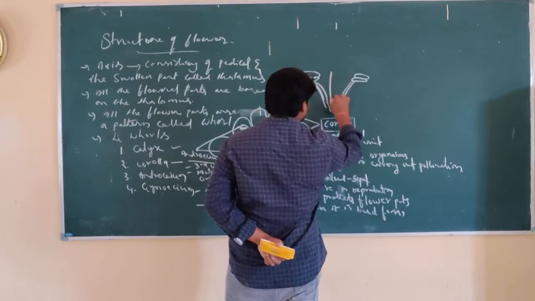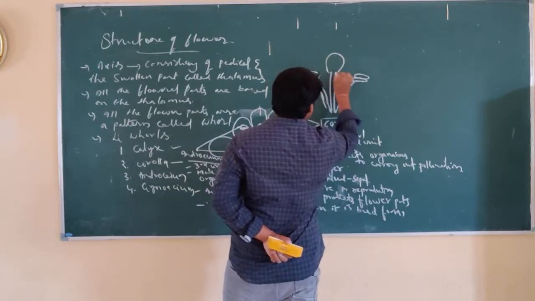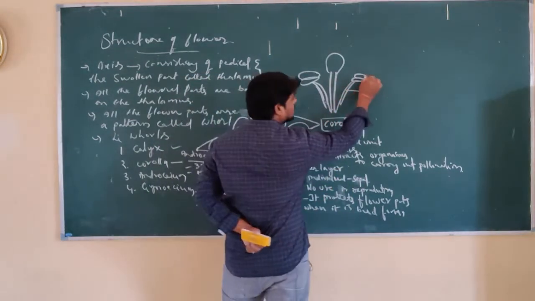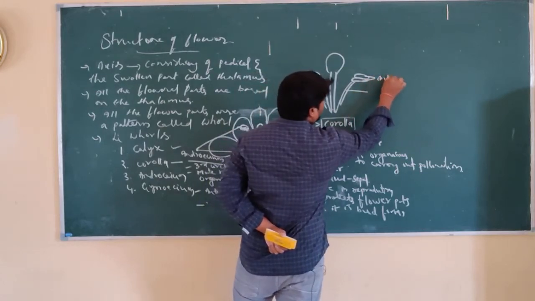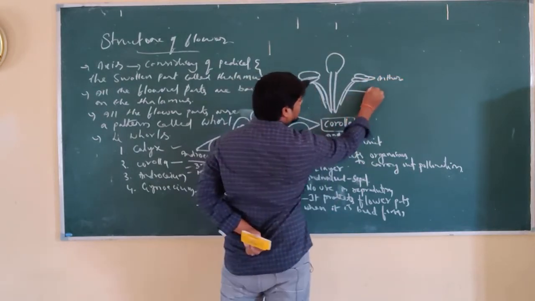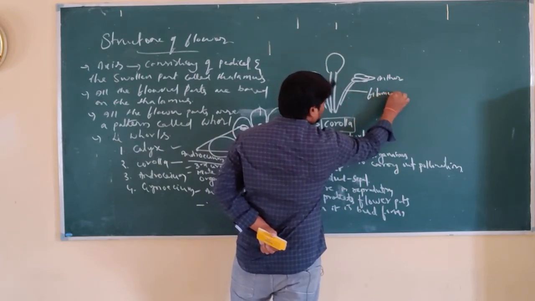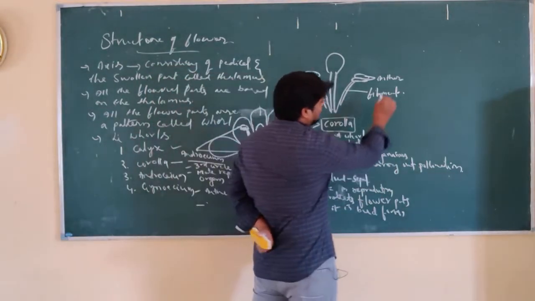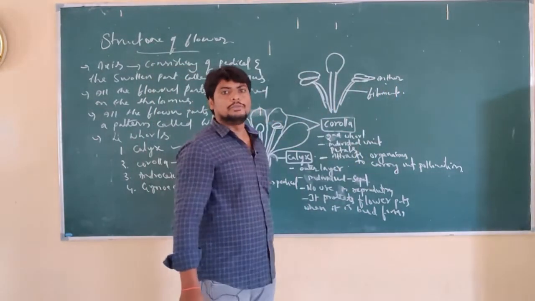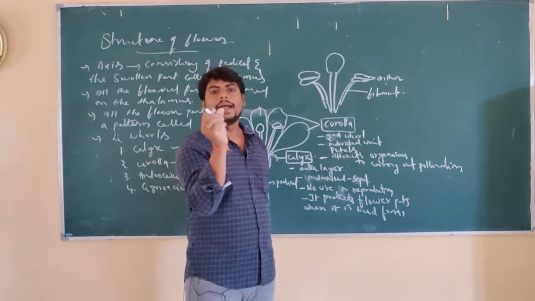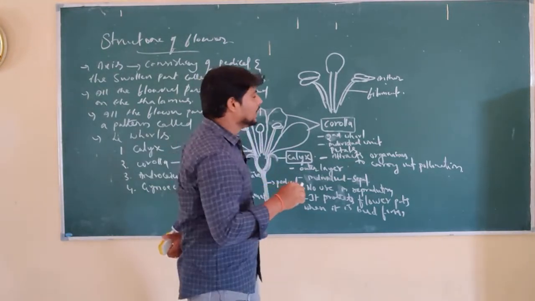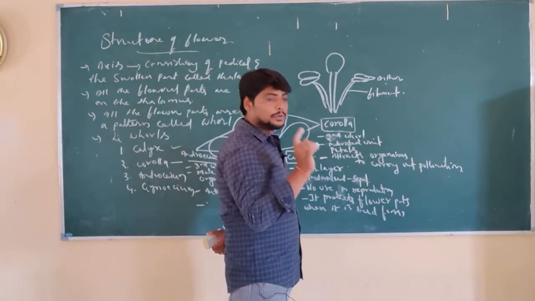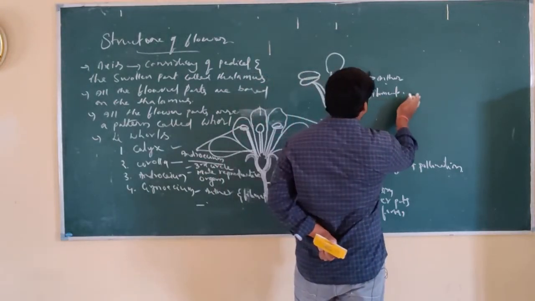Like this, a flower consisting of the. Now, this is what? Androecium. And what is it called? Anther. And this is called as filament. Understand? And if you observe this anther, it consists of pollen sacs. Means a bag, a very small sac is present, and it is called microsporangia.